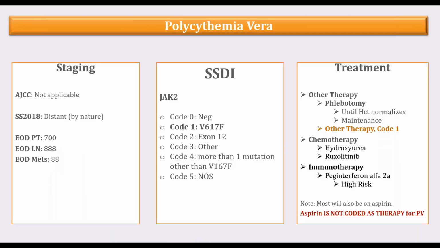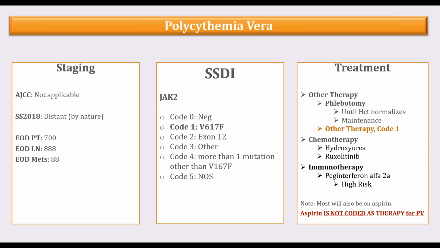So taking a quick look here at staging, the beauty here with these cases is AJCC, we don't have to worry about anything there. It's all not applicable. Same with SEER summary stage, it's applicable, but these are always going to be distant by nature. And your EOD of the primary tumor is always going to be 700, and then lymph nodes and Mets are just not applicable. And then we have our SSDI for JAK2.